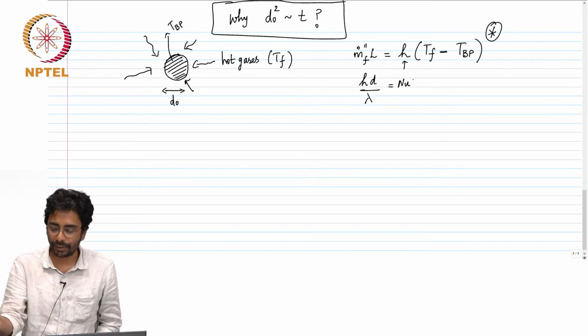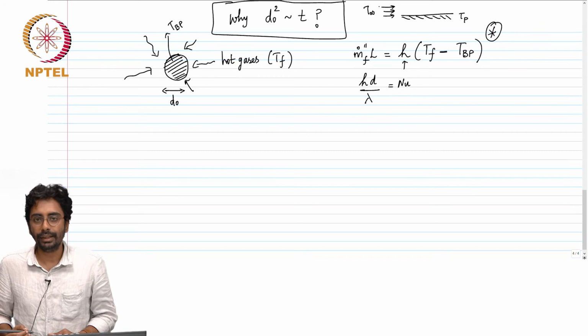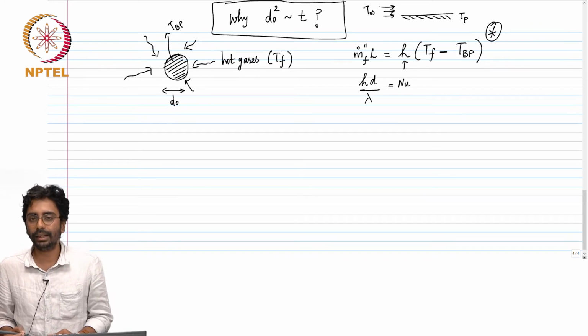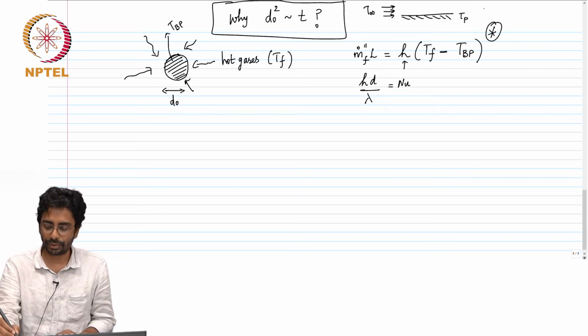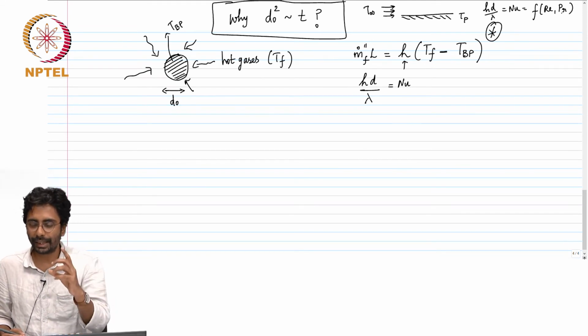In normal heat transfer, for example, flow over a flat plate, which you would have studied in your UG, you have a plate at, let us say, Tp and air flowing past it at some T infinite. Let us say the plate is hotter than the air, heat is transferred from the plate to the cold air through convection, and then you say H d by lambda is the Nusselt number, which is some function of Reynolds number and Prandtl number. This is what we do in normal heat transfer, but here it is slightly different.